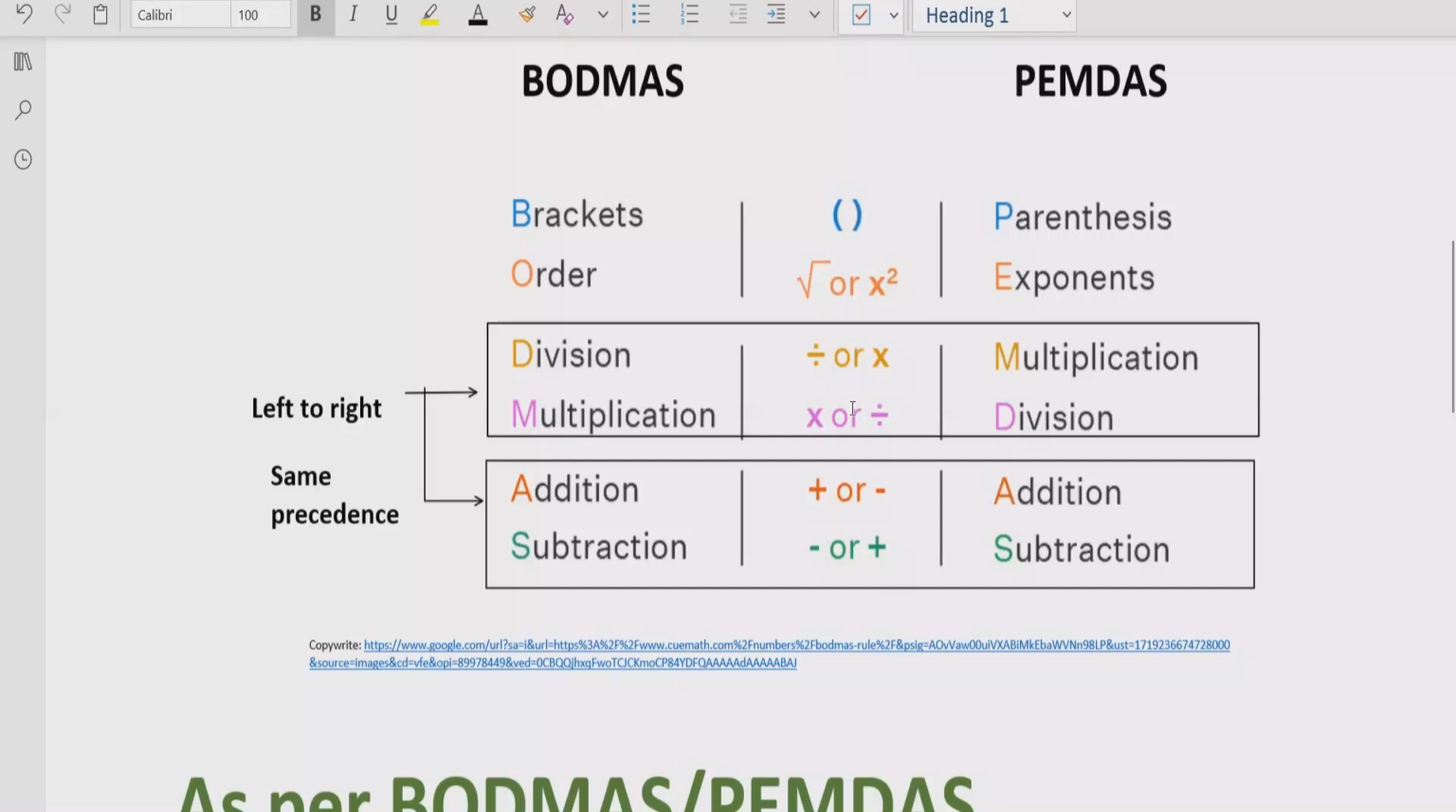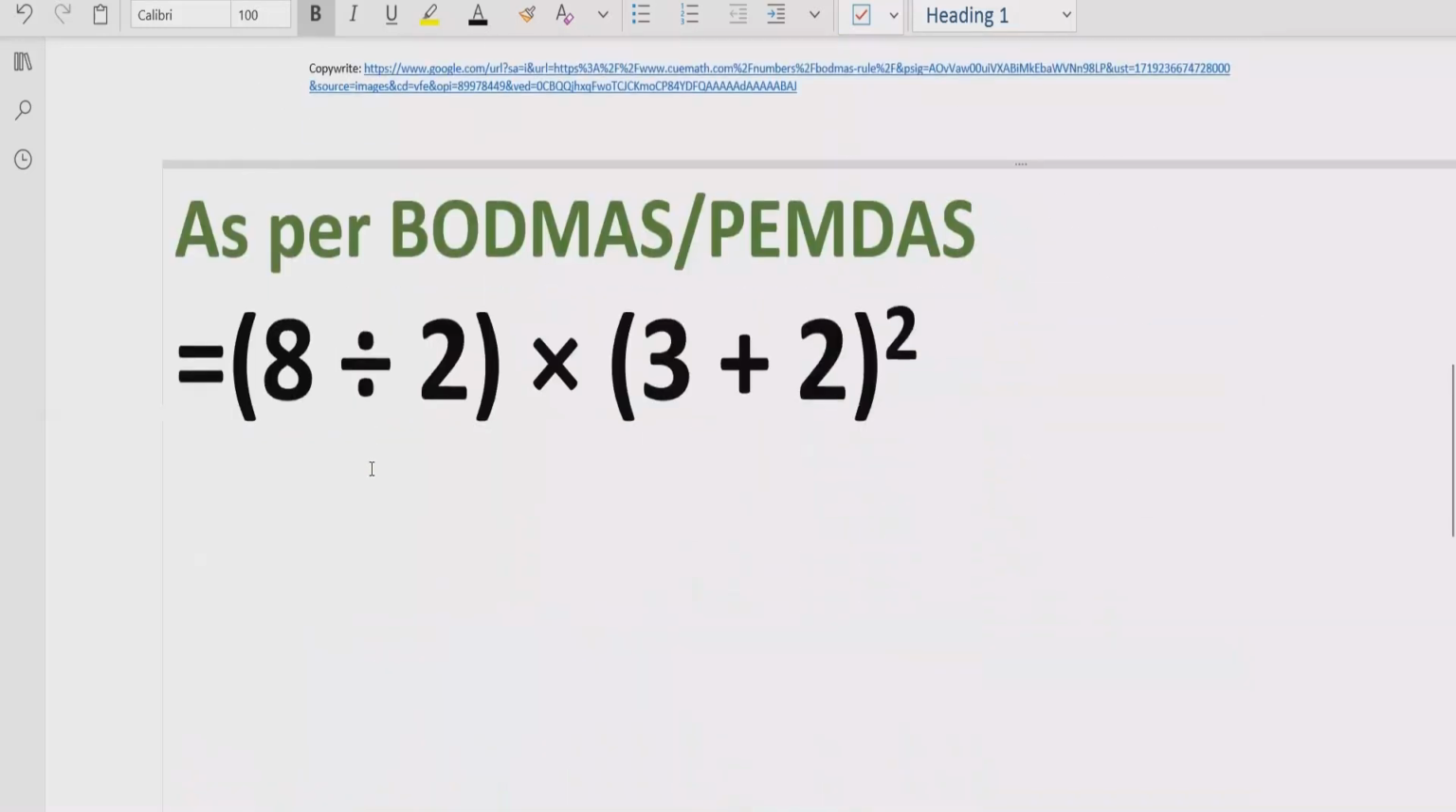Both have similar precedence. So what you will do, you have to go left to right in your expression and find out which operation is coming. If division is coming first, you have to solve the division first. And if multiplication is coming first, you have to solve the multiplication first. Similarly, for addition and subtraction, we have the same rule. We can solve addition first if it is coming first, and we can solve subtraction first if it is coming first. Now, move forward to solve the given expression.